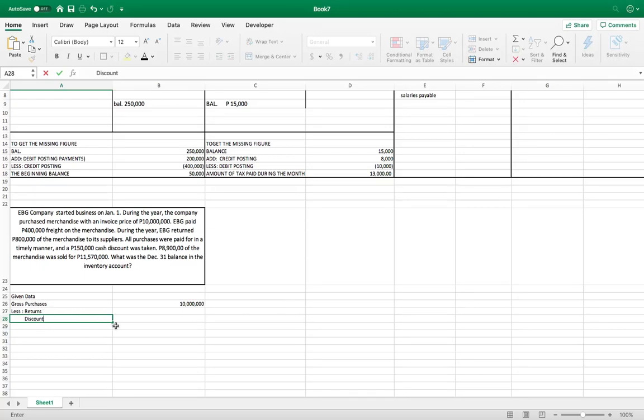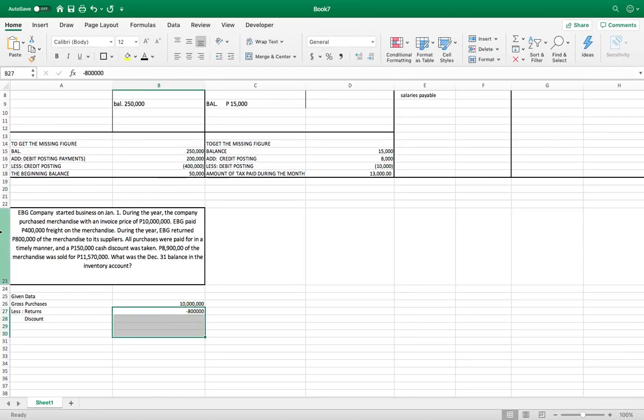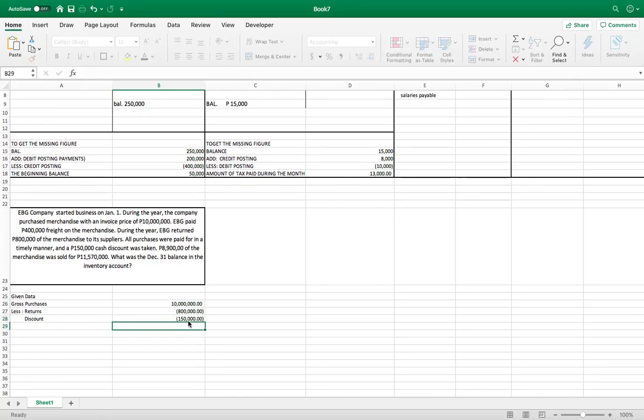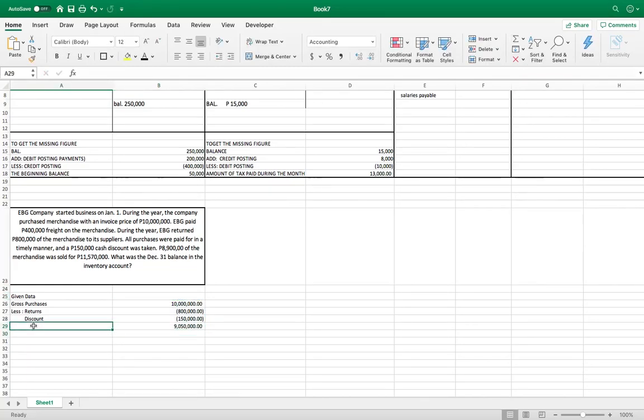So the returns is 800,000. And the discount is 150,000. So very easy to compute if all the data given is plotted first. Sorry, it's 150, not 100. So the net purchases is equal to 9 million. So this is the net purchases.